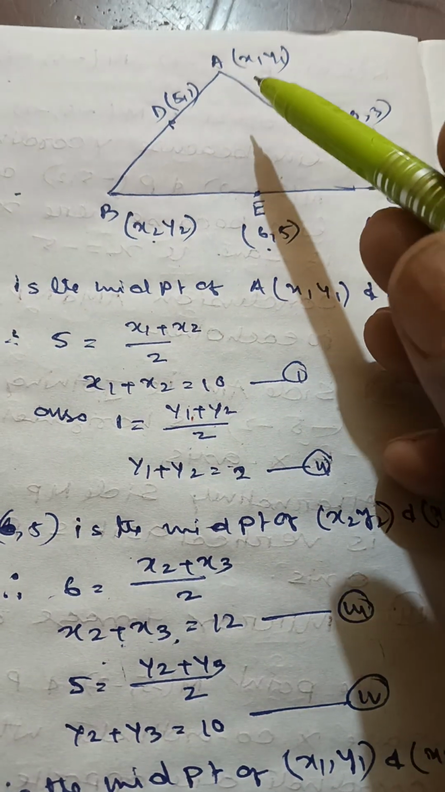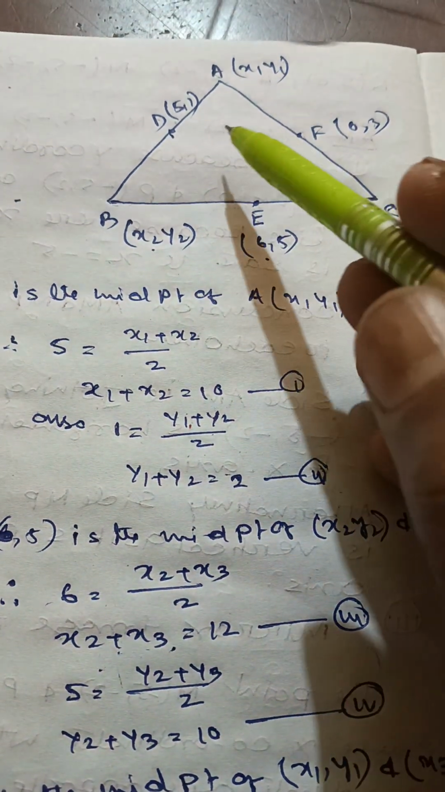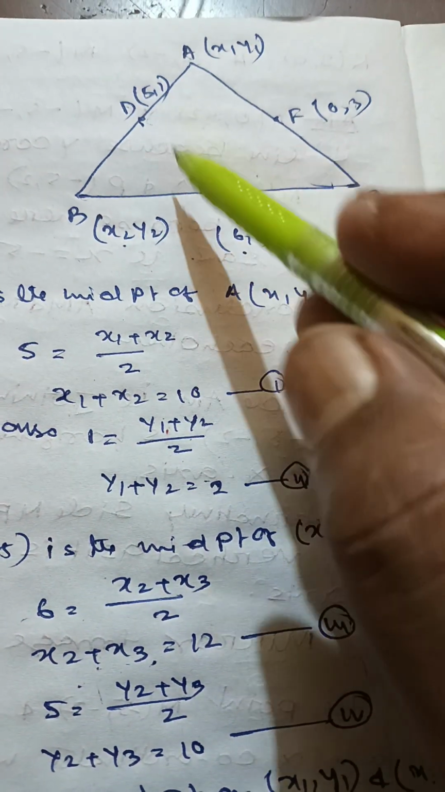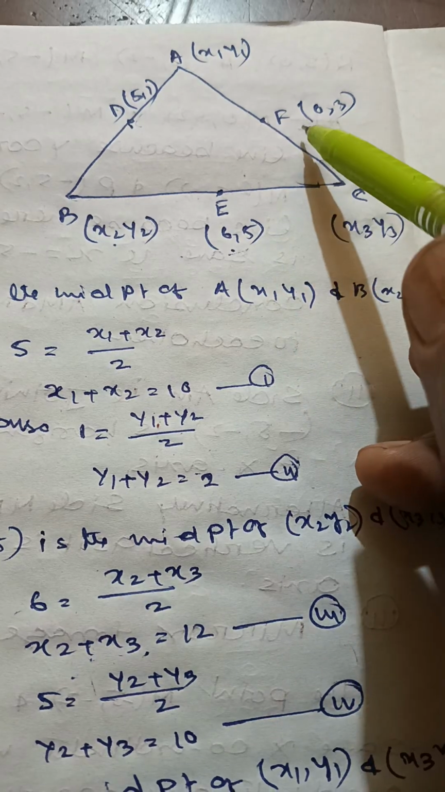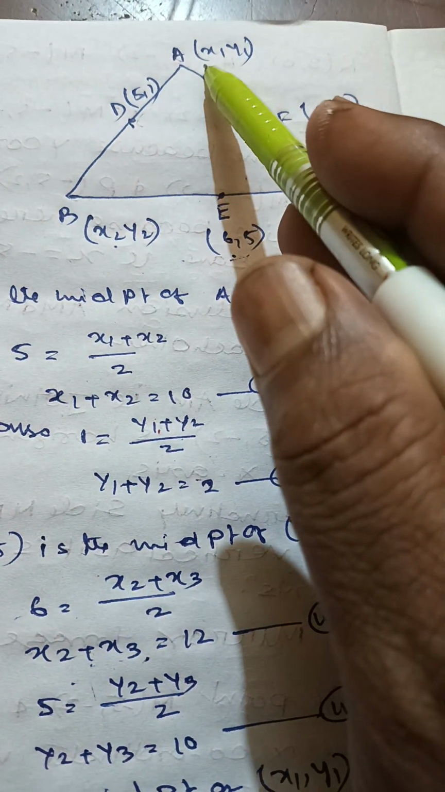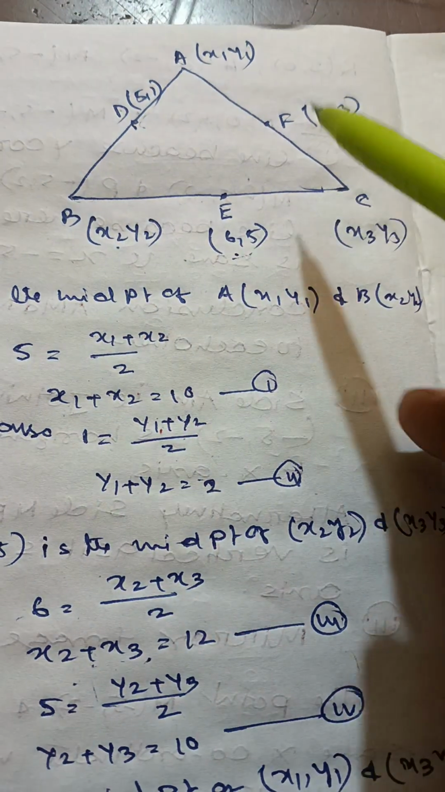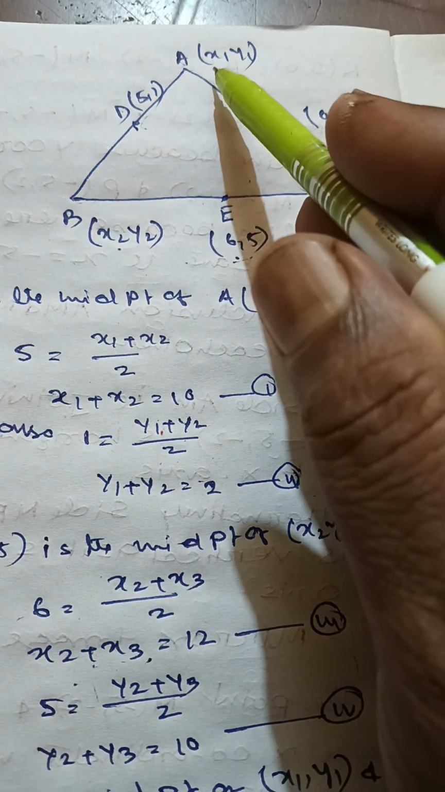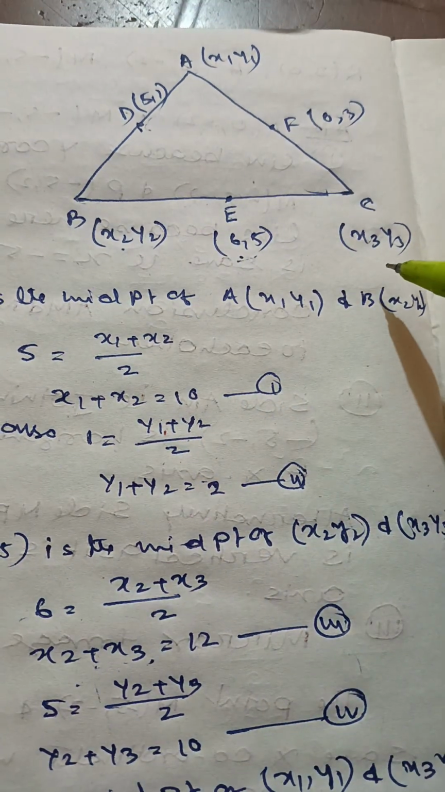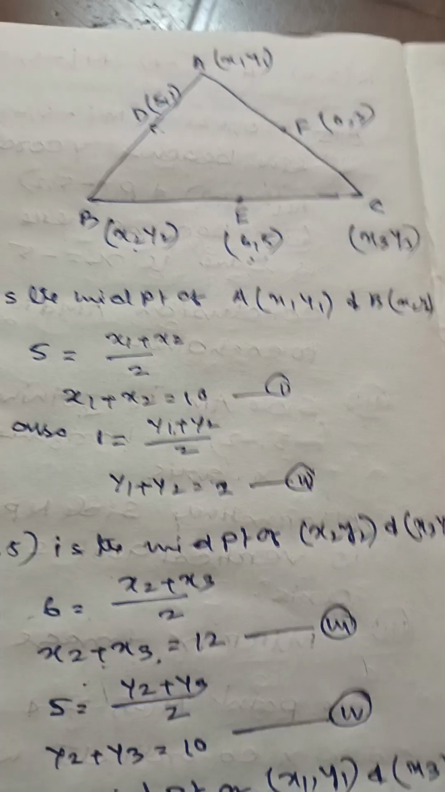Again, ABC is a triangle. The coordinates of the midpoints are given: D is (5, 1), E is (6, 5), and F is (0, 3). We have to find the coordinates of A, B, and C. So we consider that the coordinate of A is (x1, y1), the coordinate of B is (x2, y2), and the coordinate of C is (x3, y3).